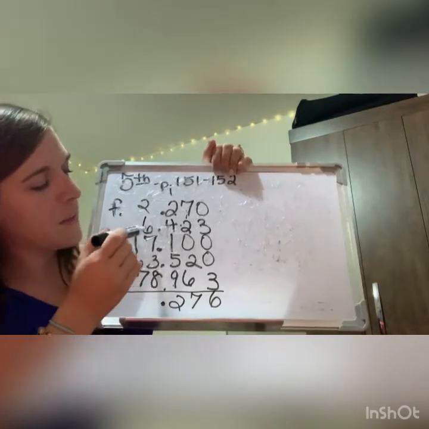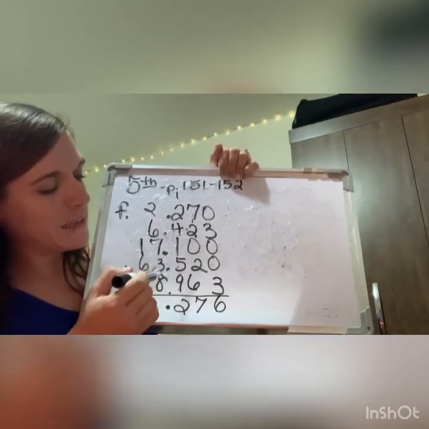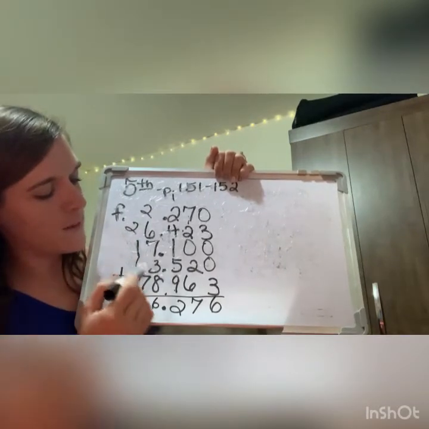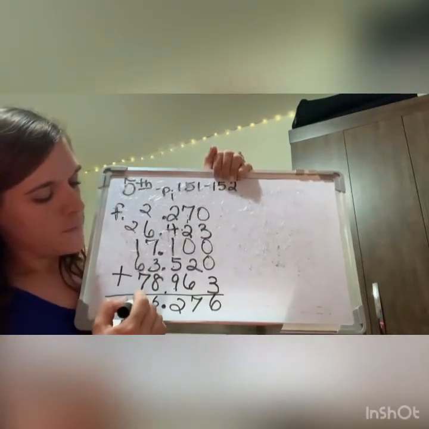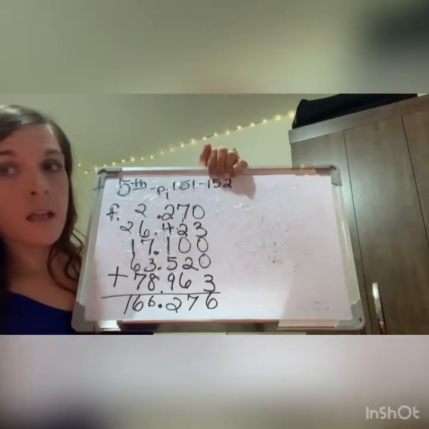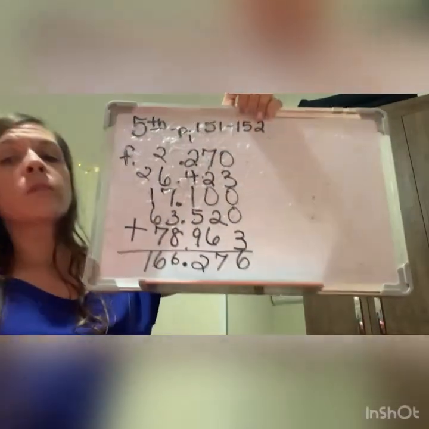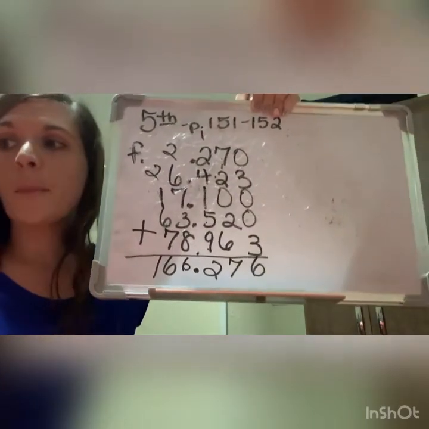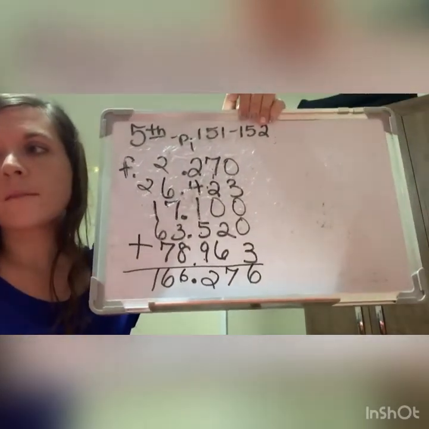2 plus 6 is 8, plus 7 is 15, plus 3 is 18, plus 8 is 26. 2 plus 1 is 3, plus 6 is 9, plus 7 is 16. 166.276. See how we had to line up our decimal points.